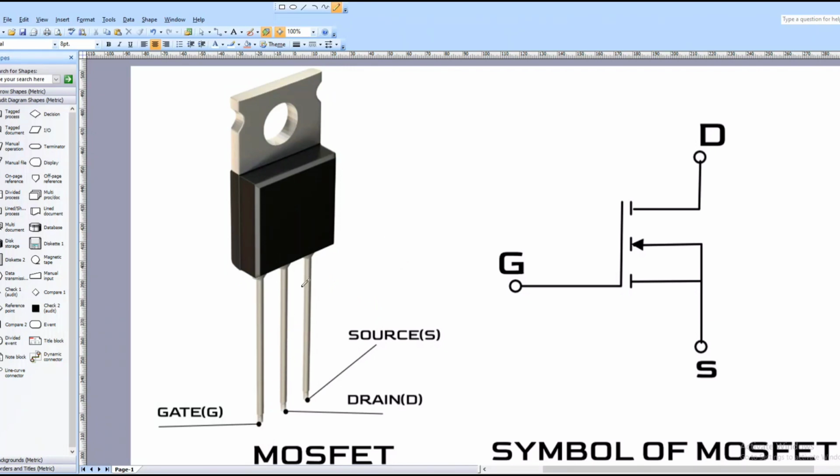MOSFET normally comes in this form, and if you know the number which is written over here, just put it on the internet. It will give you the configuration: which pin is gate, which pin is drain, which pin is source. So it normally has three terminals. Its symbol normally looks like this.